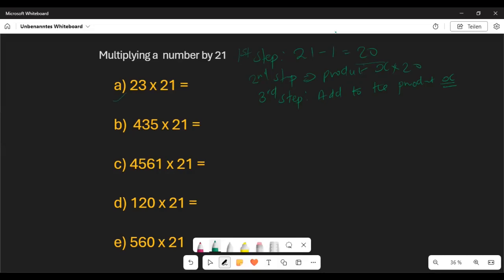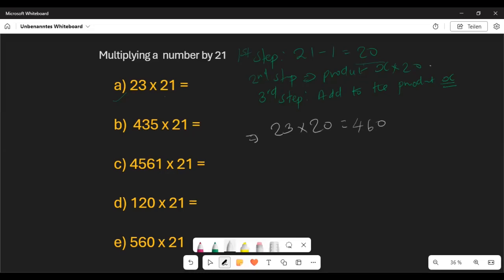So let's go to question A. This is what we're going to do. We have 23, so we're going to say 23 multiplied by, we subtract 1 from 21 so that we have 20. If you multiply 23 times 2, that will give you 46. So that's going to give us actually 460. So you see now, in a quick way, in only one line, we've already done almost all of this.